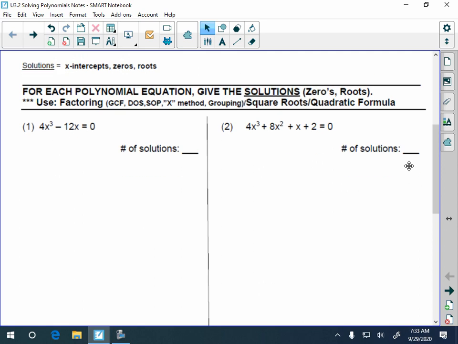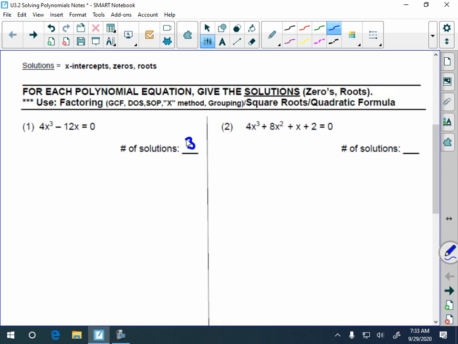So number 1, it's in standard form. The degree is 3, okay, because it's x to the third. And so that means there's going to be a total of 3 solutions. So I'm just going to put that down just so I know. Once I find all the solutions, I can count them and make sure I got 3.